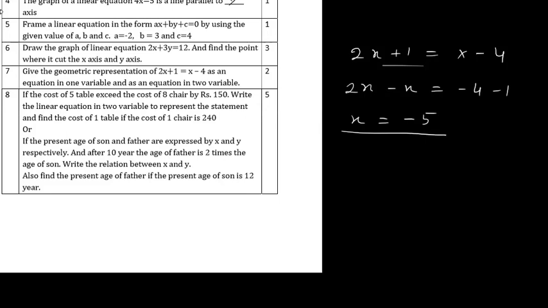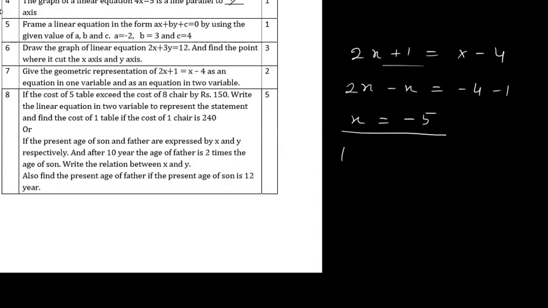So the next question is, give the geometric representation of 2x plus 1 equal to x minus 4. So first write the equation 2x plus 1 equal to x minus 4. This is given. First you simplify this. So you have 2x minus x is equals to minus 4 minus 1. So 2x minus x will give you x, and minus 4 minus 1 will give you minus 5. So x is equals to minus 5. Now you have to represent this as equation in one variable and as equation in two variables.